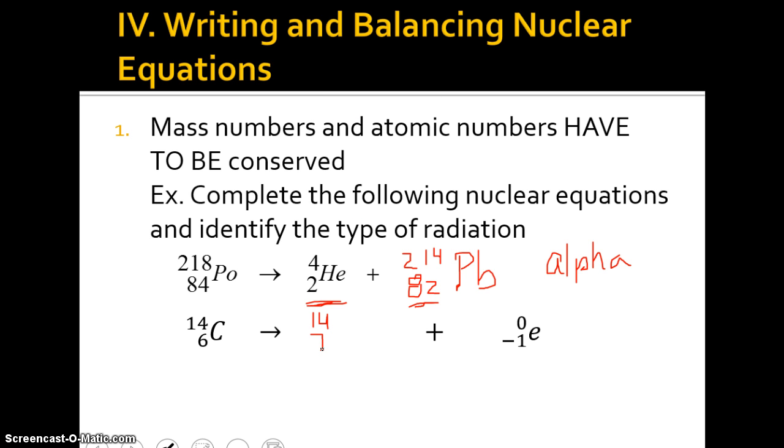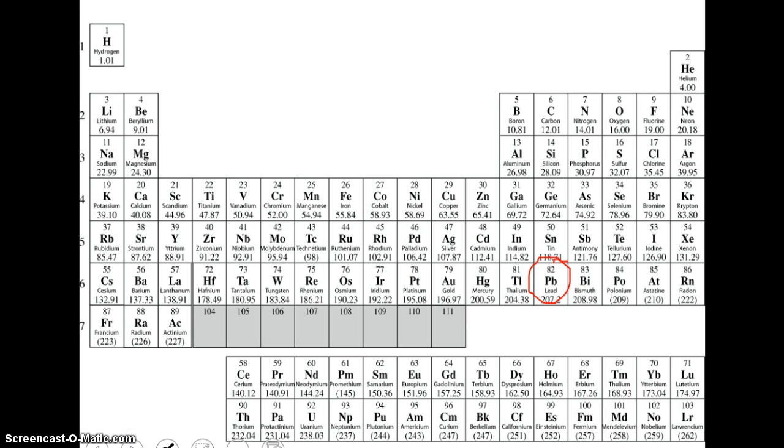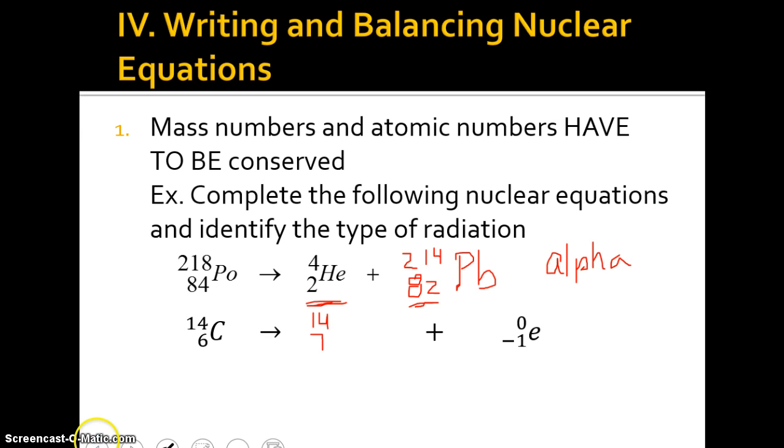Now we need to use the 7 to figure out the element. 7 is N. So we'll put an N right here. This type of decay, the 0, negative 1, tells you that that is beta.